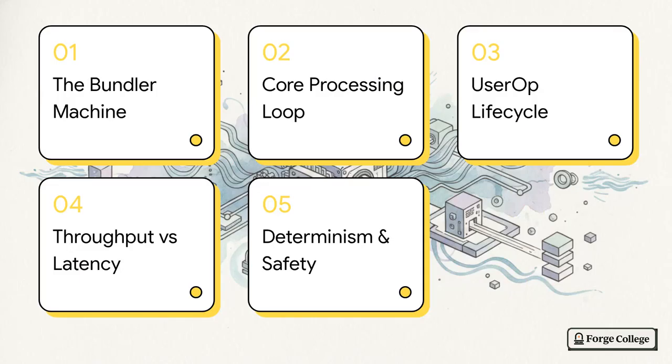So, here is our engineering schematic for today. We're going to cover: 1. The bundler machine. 2. The core processing loop. 3. The UserOp lifecycle. 4. Throughput versus latency. And finally, 5. Determinism and safety. Okay, let's dive into this.